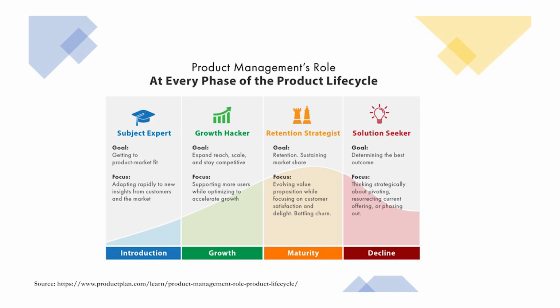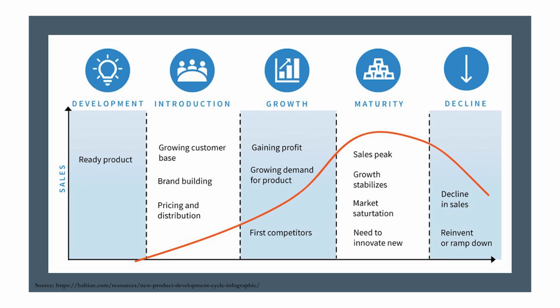Okay. Should we keep it? Should we make another product which is similar? Should we bring in new products? So, typically your sales will vary something like this. Until your product is developed, of course, there are no sales, and then once you introduce, the sales start increasing, where you are growing a customer base, you are building a brand, and you are taking care of your pricing and distribution. And then the growth phase, you start making your profits, there is growing demand for the product and the first competitors come around.